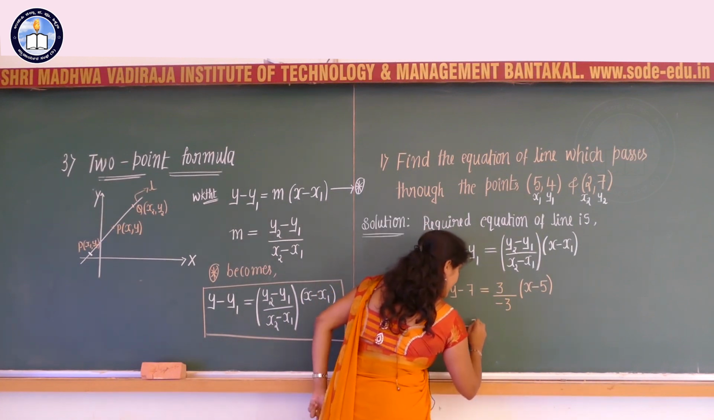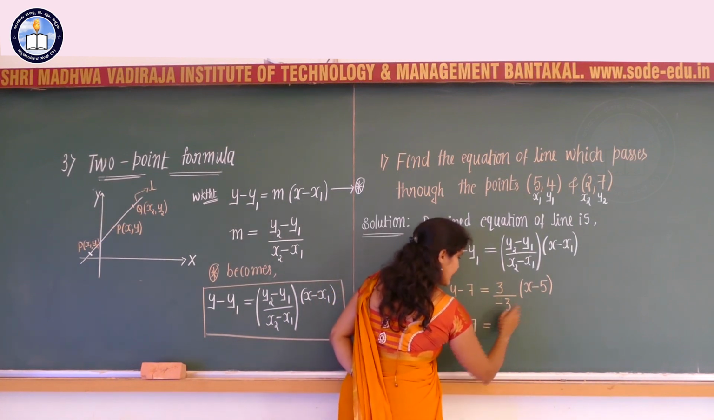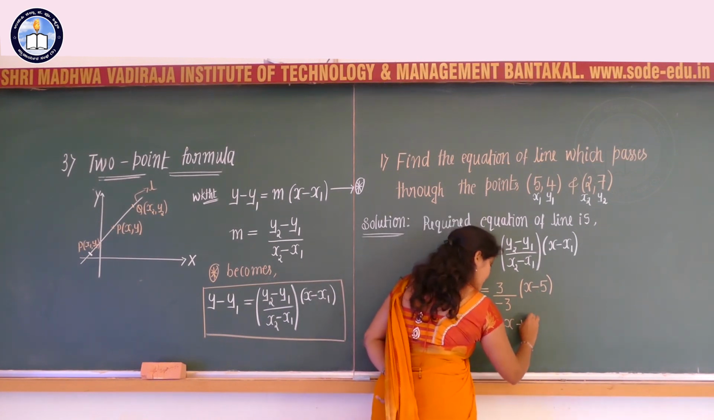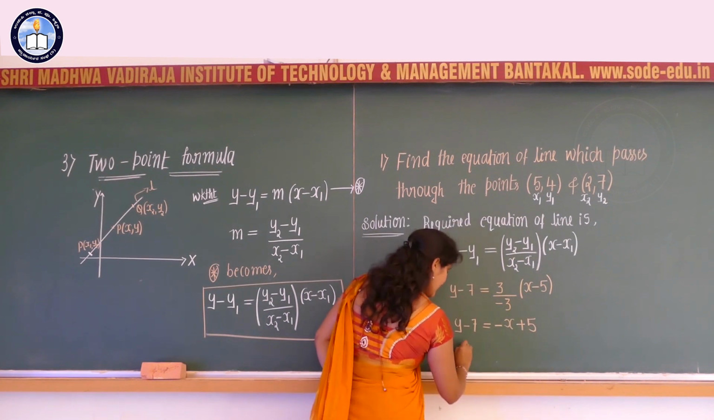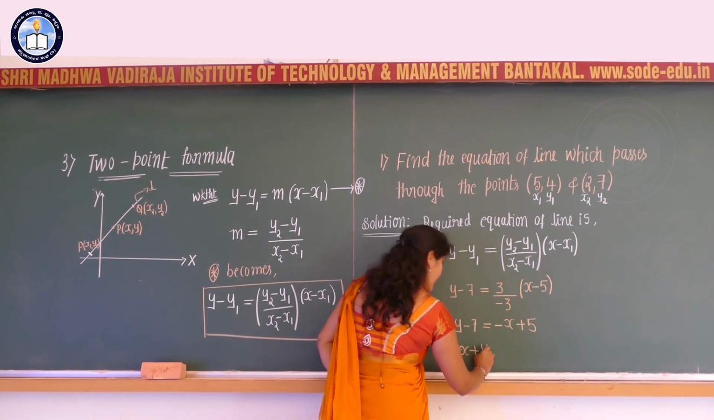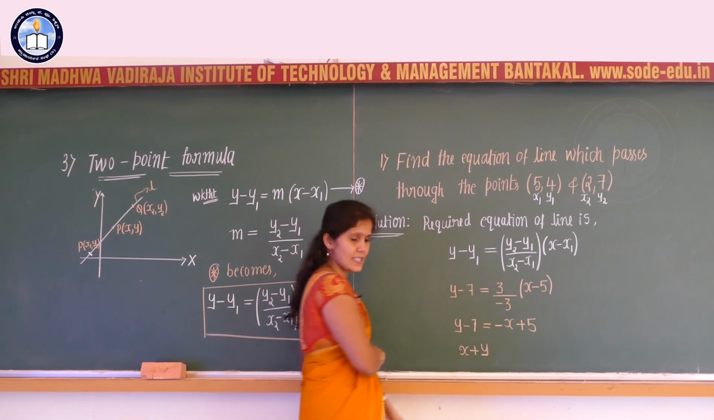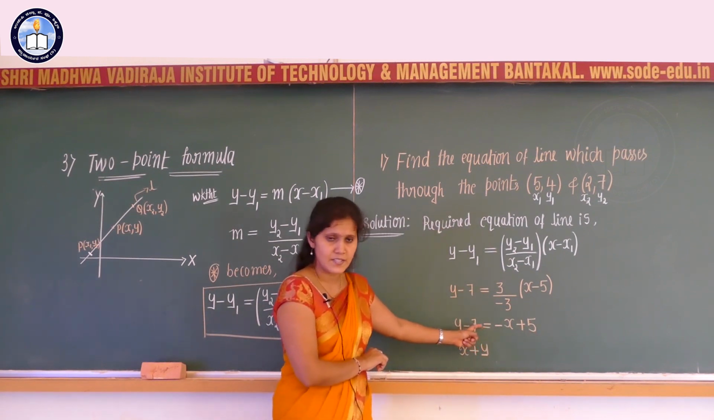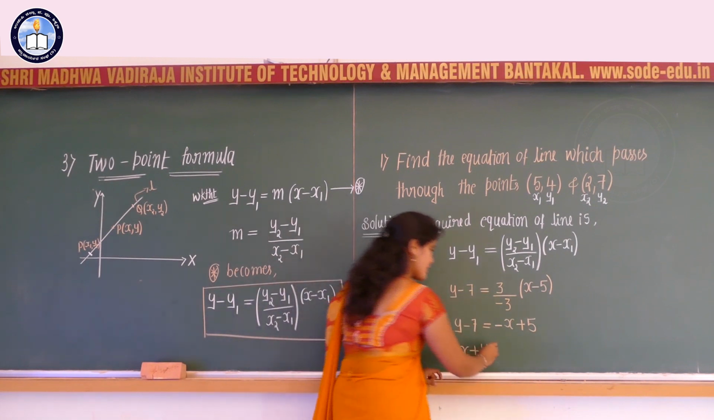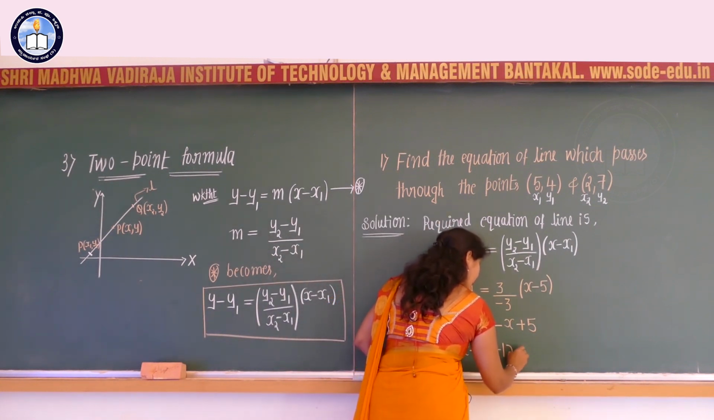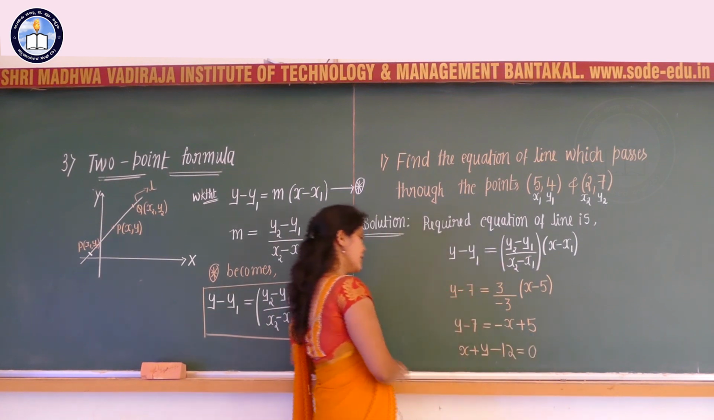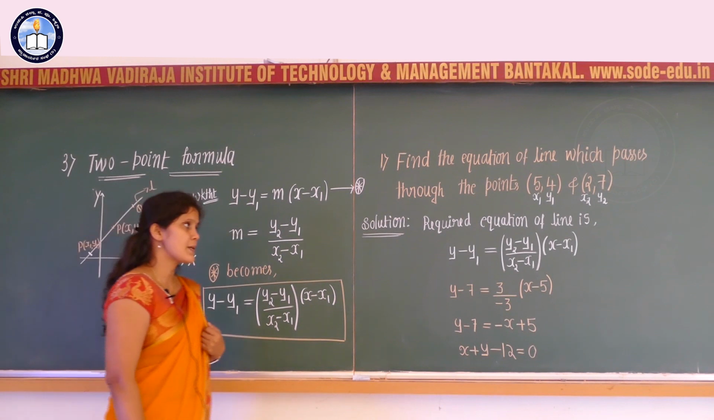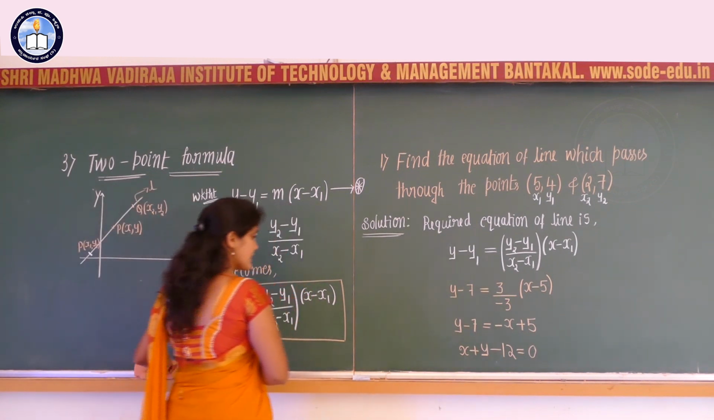Y minus 7 is equal to minus 1 into x minus 6. Minus into minus is plus, so we get plus 5. Or we can write it as x plus y: minus x to the LHS becomes plus x, so x plus y. This plus 5 to the LHS becomes minus 5. Minus 7 minus 5 is nothing but minus 12, which is equal to 0. So therefore, the required equation of the line is x plus y minus 12 is equal to 0.